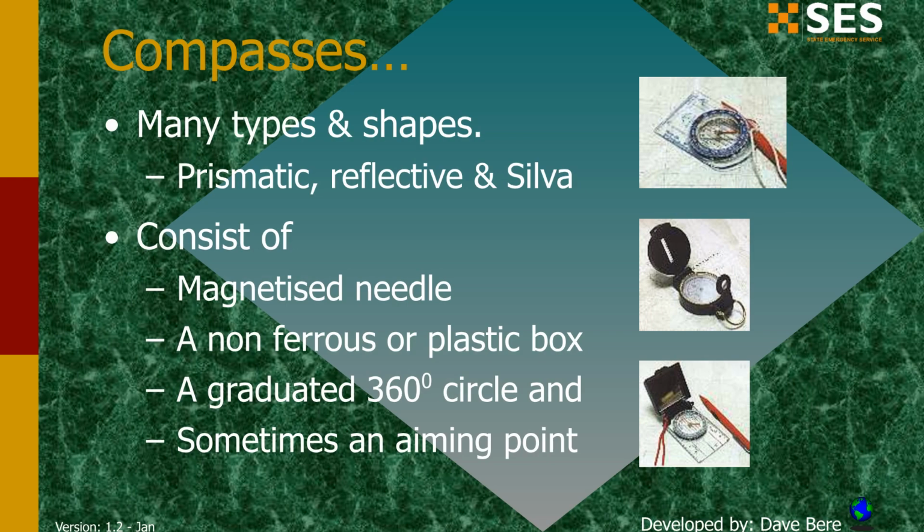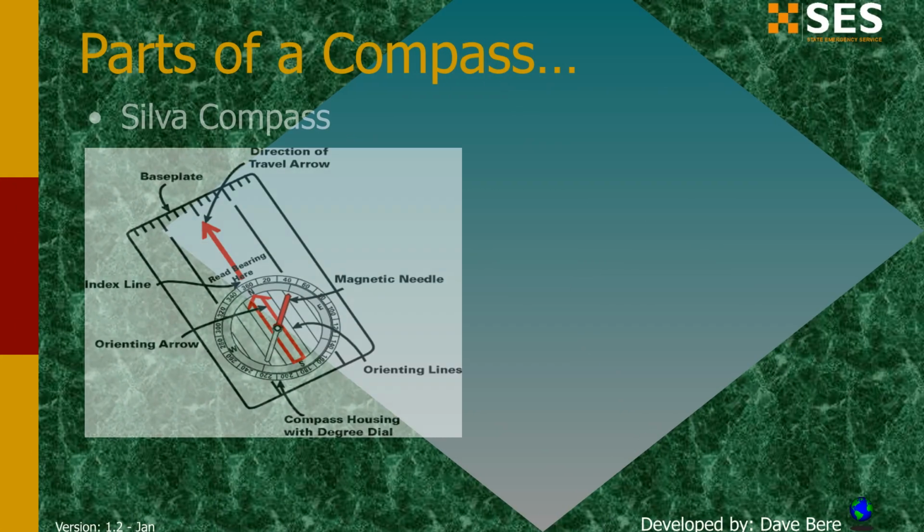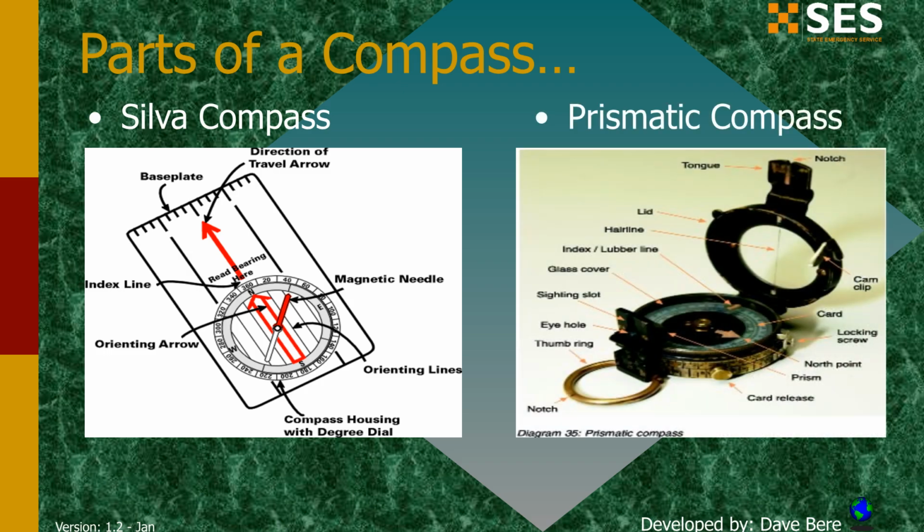Compasses come in many types, including prismatic, reflective, and silva. They consist of a magnetized needle, a non-ferrous or plastic box, a graduated 360-degree circle, and sometimes an aiming point. Pictured here are the silva compass and the prismatic compass, 2 common types used for navigation.